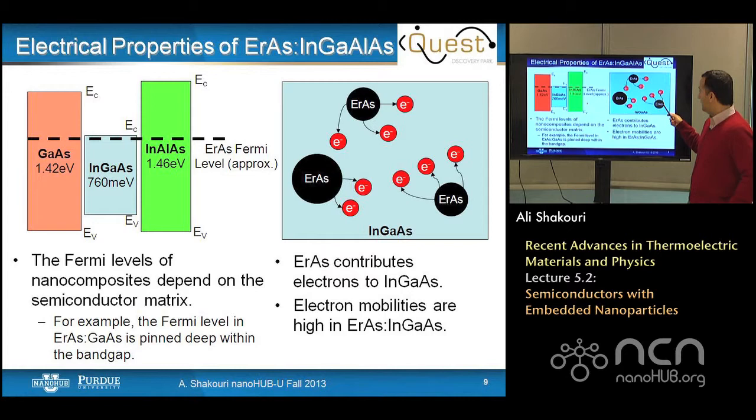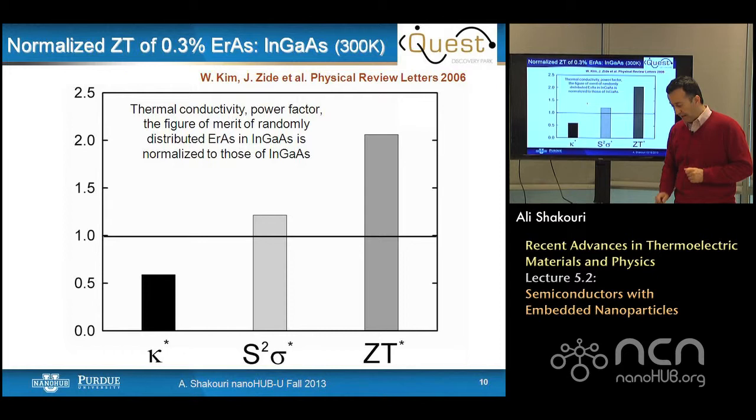A question is, a charge that is coming from these nanoparticles, how would it affect electron mobility compared to if the charge was coming from a standard dopant? That's something that can be calculated. I will show you in a little bit, but the end result is, if you took the room temperature data, thermal conductivity of material with erbium arsenide compared to that without erbium arsenide is reduced by almost a factor of 2. The power factor is actually increased by something on the order of 10%. As a result, ZT is doubled.